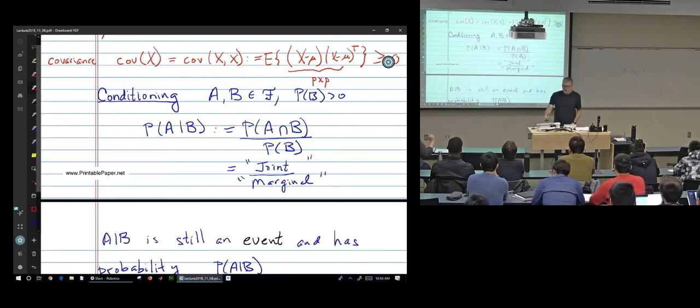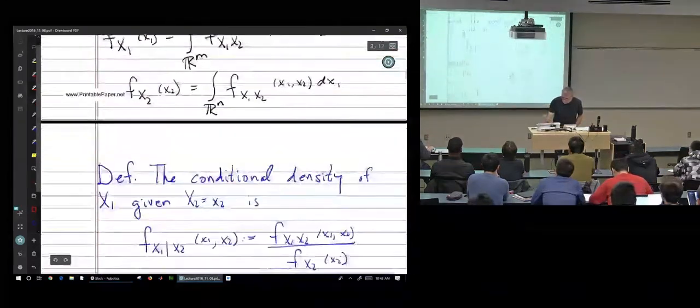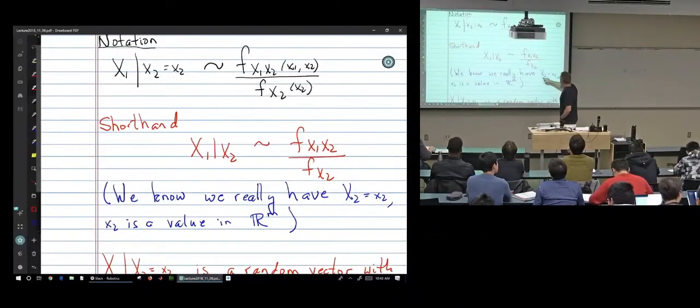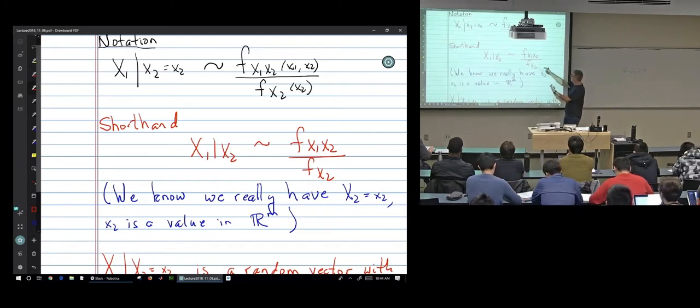When you do the density, you need this thing at x2 to be non-zero. So you're doing a uniform distribution from 0 to 1 and we measure 3, the density would be 0 at 3, which would be a problem.